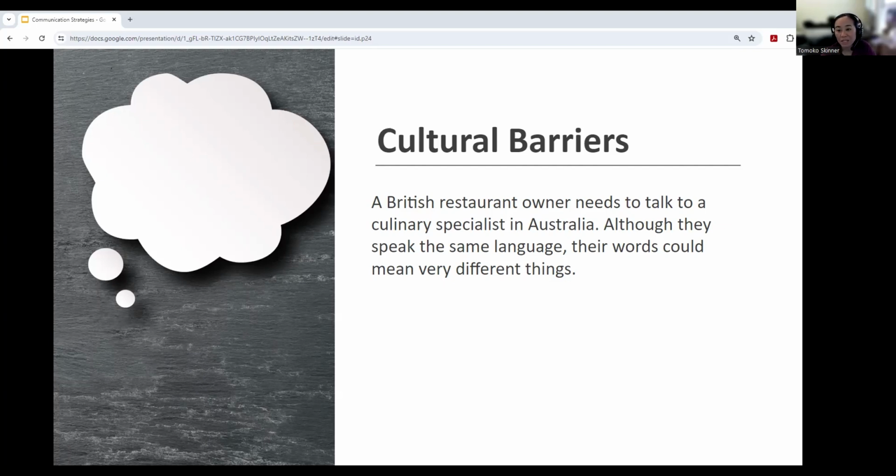So if you have the opportunity to prepare, find out as much as you can about the other person's culture and background and how it differs from yours. And try to identify possible areas of misunderstanding and how to prevent or resolve those problems. An example: a British restaurant owner needs to talk to a culinary specialist in Australia. And although they speak the same language, their words could mean very different things. Or a Hawaii chef may need to talk to chefs from the continental US, and they might not understand the word what pupus are. So we need to explain what pupus mean.